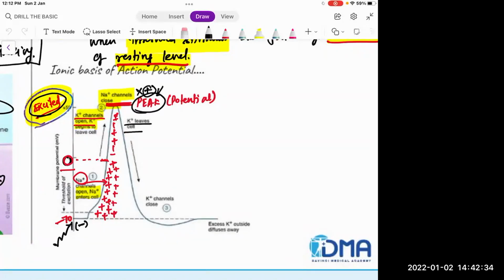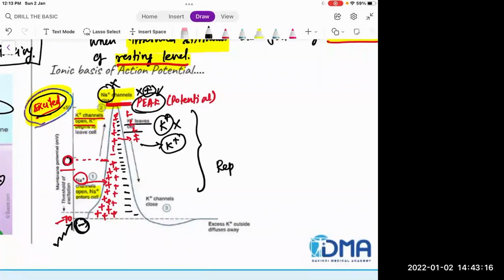So the potassium ions leave the cell. The positivity will come out of the cell and make the cell become negative slowly. So no sodium entry, no potassium entry, and along with that there is exit of potassium. This makes negativity come back like that of the resting state. That is called repolarization.